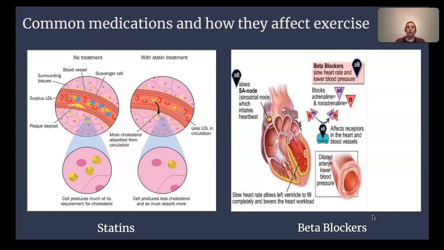So for the common medications and how they affect exercise, on the left, you see the statins. With no treatment, there is a surplus of LDLs, which is your bad cholesterol, so there is a buildup of plaque that gets stuck, and blood flow cannot move freely. With statin treatment, more cholesterol is absorbed from circulation, so that means there is less LDL in your circulation. When we look at the beta blockers, they slow the SA node, which initiates the heartbeat. So, beta blockers slow heart rate and lower blood pressure.